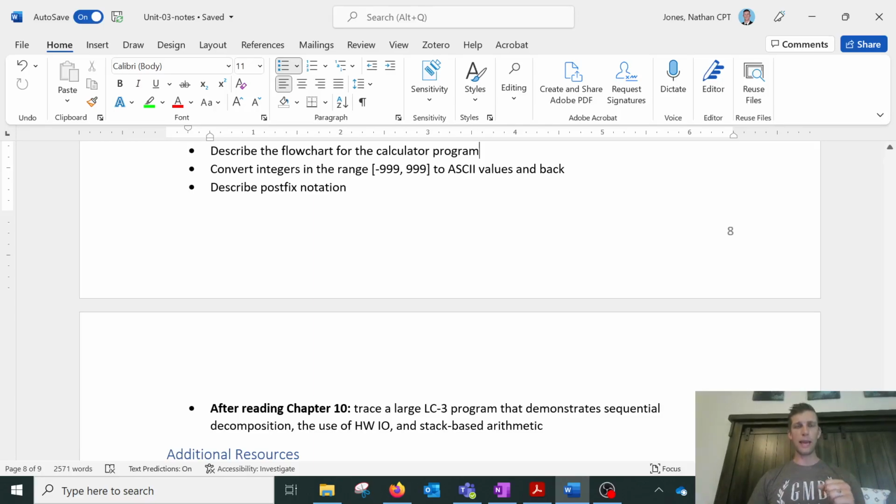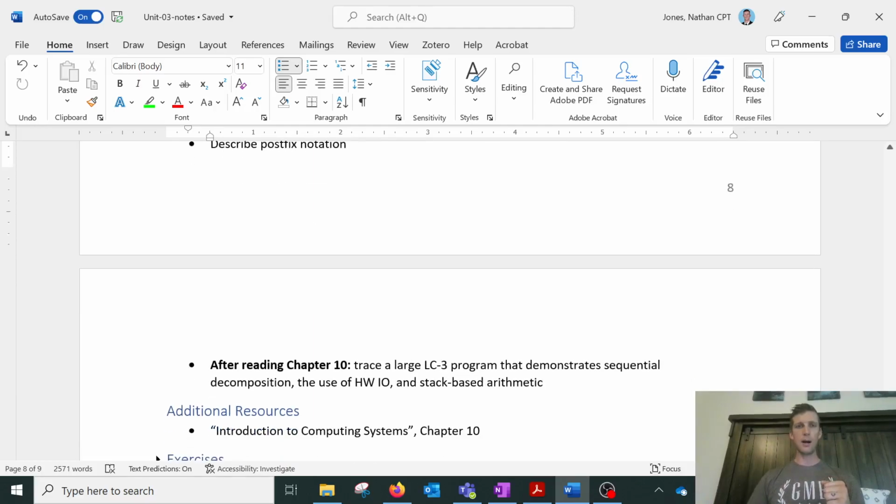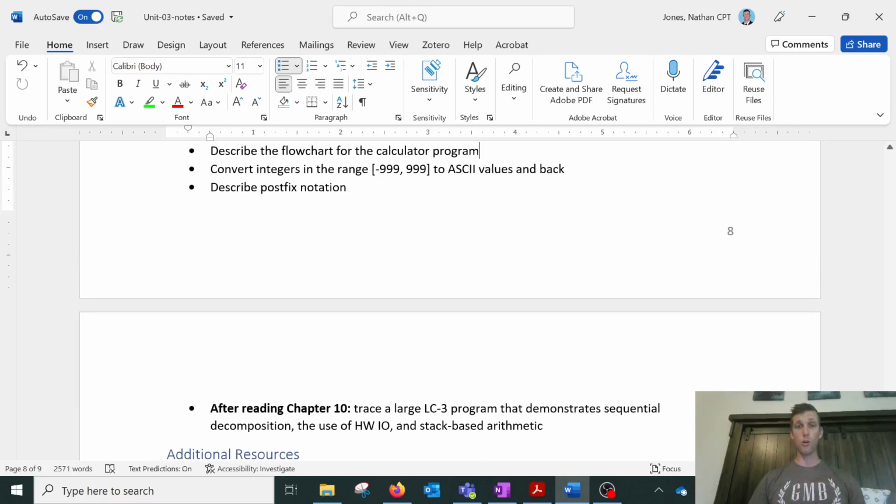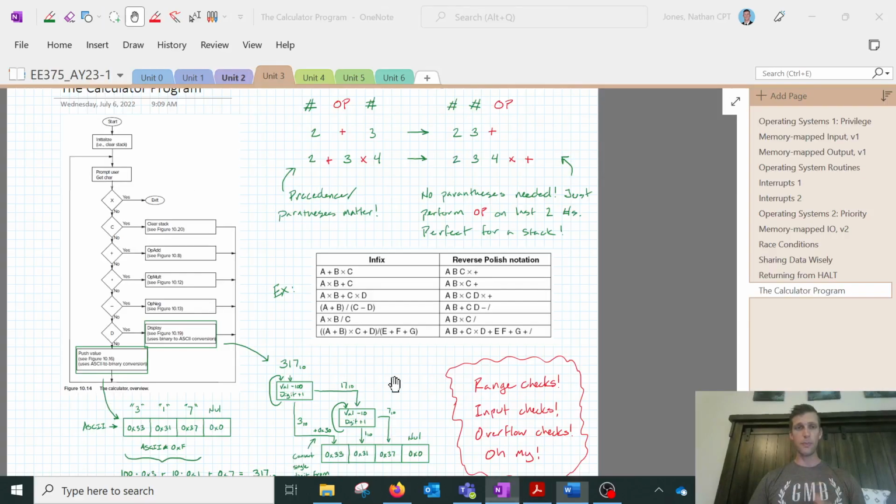And then the actual calculator program itself uses something called Postfix Notation, so I'll describe what that is to you so you understand how the program works. And then after you go read Chapter 10, hopefully at that point you'll be able to trace a very large LC3 program that demonstrates everything we've talked about so far: sequential decomposition of a problem statement, the use of hardware I/O, and stack-based arithmetic. So let's dive in.